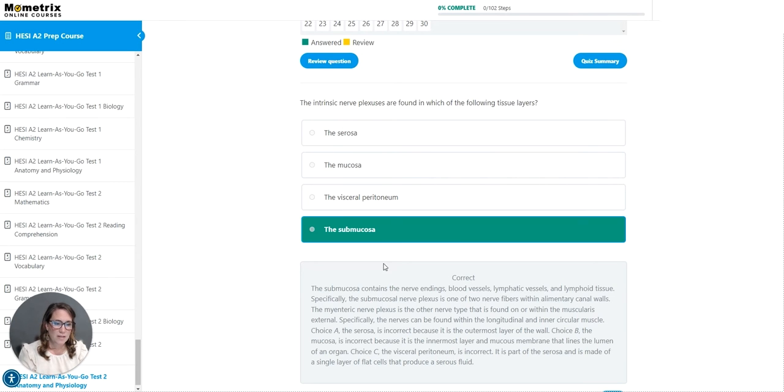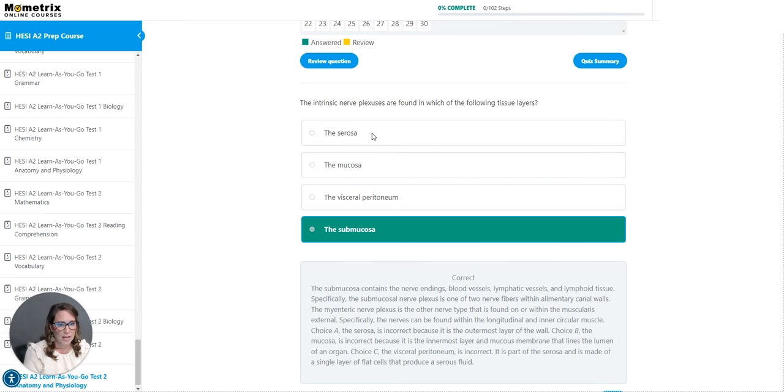The submucosa has all the different nerve endings, blood vessels, lymphatic vessels, and lymphoid tissue, and this is one of the two nerve plexuses within the alimentary canal walls. We've got the other, the myenteric nerve plexus. This is the other nerve type that's found on or within the muscularis externa.